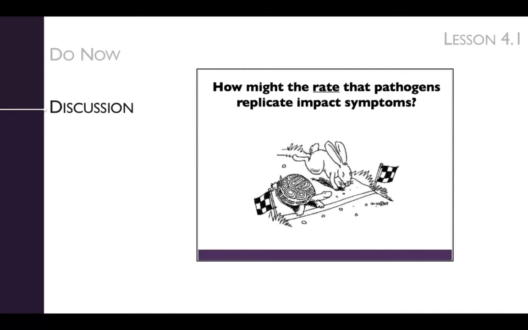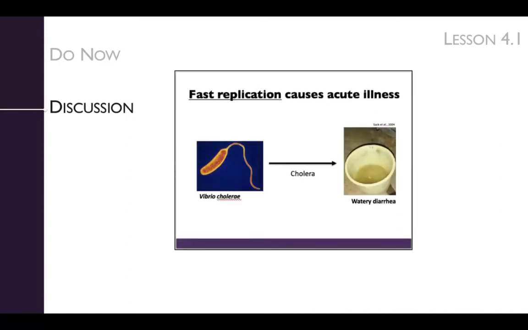Next, we look at symptoms caused by bacteria that replicate quickly or slowly. We will look at cholera as an example of a fast replicator, and tuberculosis, or TB, as an example of a slow replicator. Fast-growing bacteria like Vibrio cholerae replicate quickly, and so they tend to cause acute illness.